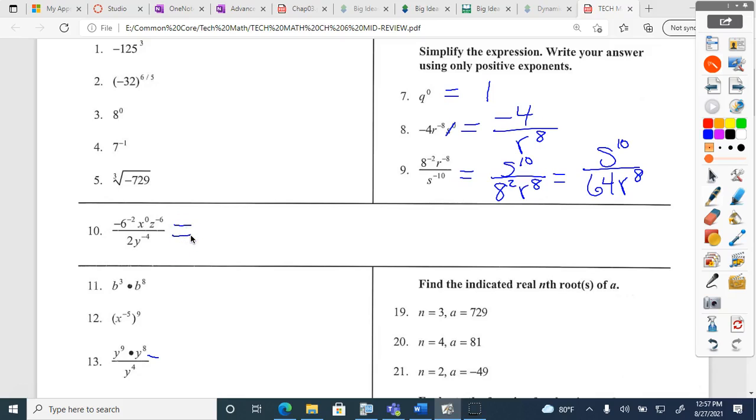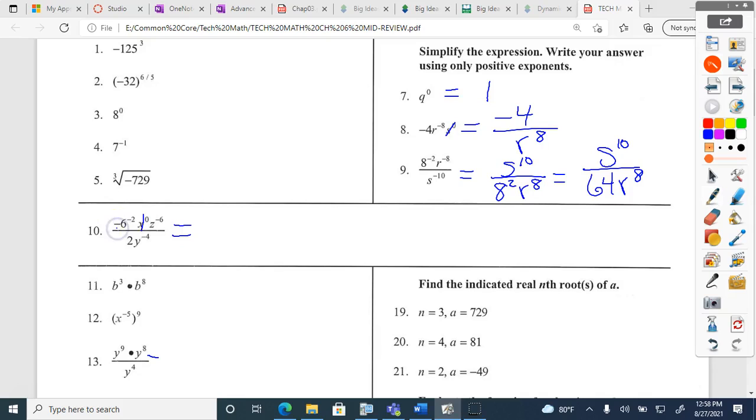Number 10. X to the 0 is 1. 1. Cancel out. Okay? Everything else has a what? Negative. So it goes A to the negative exponent. So it goes to the bottom. Watch what I'm about to do here. Okay?